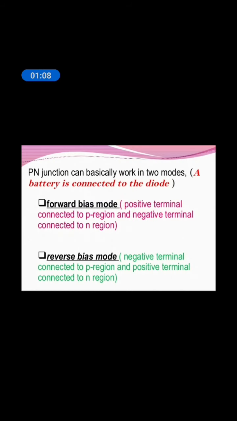A PN junction can basically work in two modes. First is forward bias mode. In the forward bias mode, the positive terminal of the battery is connected to the P region and the negative terminal of the battery is connected to the N region. Such a mode is called forward bias mode. Second is reverse bias mode. If the negative terminal of the battery is connected to the P region and the positive terminal of the battery is connected to the N region, then such a mode is called reverse bias mode.